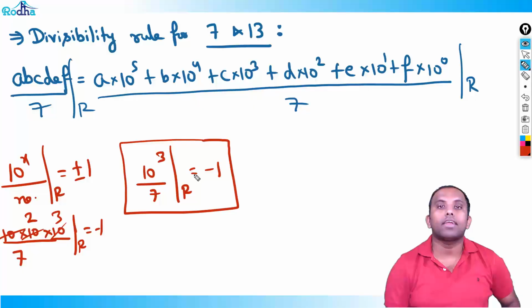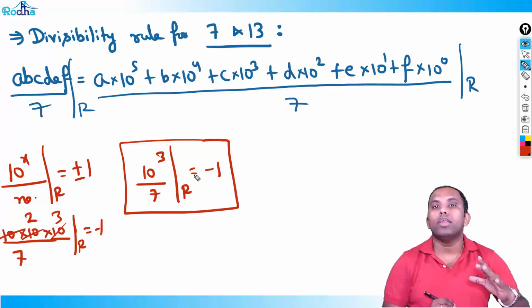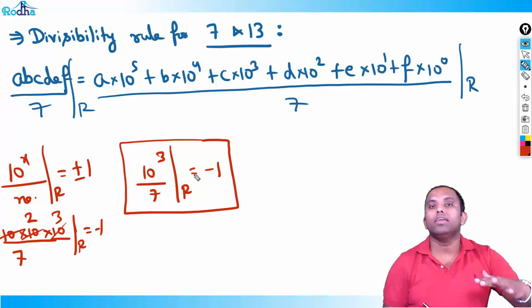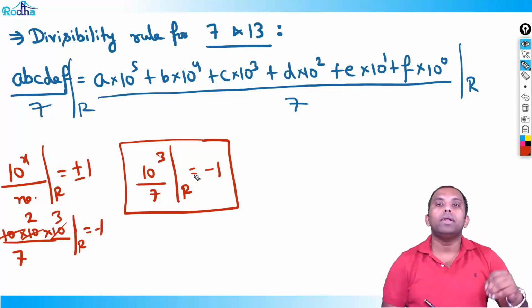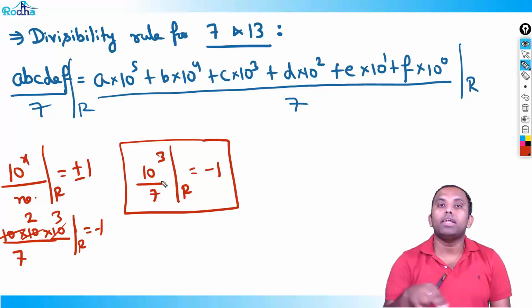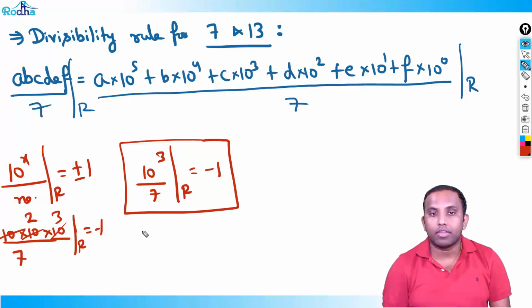But with a minus sign, there's an extra responsibility, right? Unlike the previous case where 10 square by 33 gives a remainder of plus 1, so every multiple of 10 square will give me a remainder of plus 1, because plus 1 multiplied n times will be plus 1 only. But minus 1, the case is different, because minus 1 when multiplied 2 times is plus 1, and when multiplied 3 times is minus 1. It is changing, right? So in this case, 10 cube by 7 remainder is minus 1.